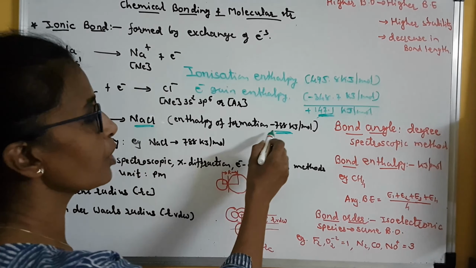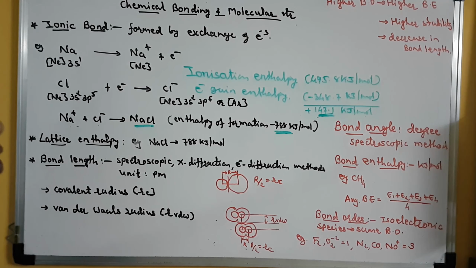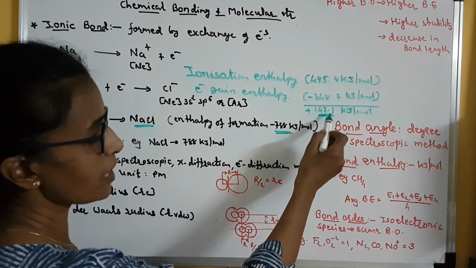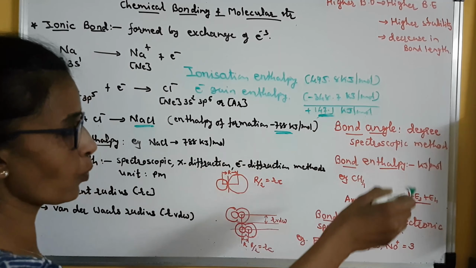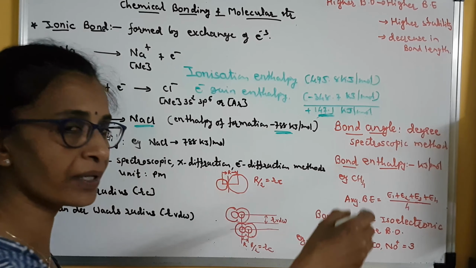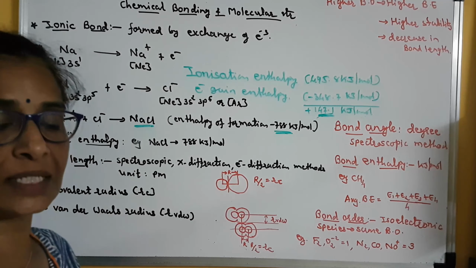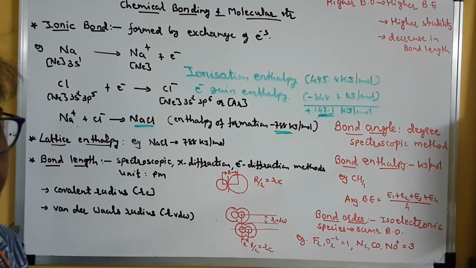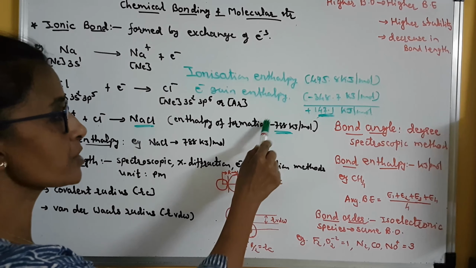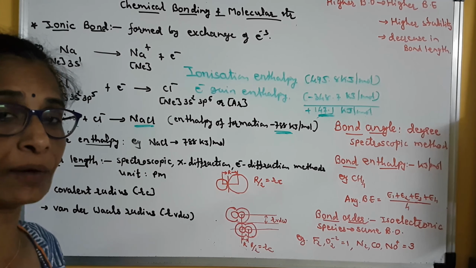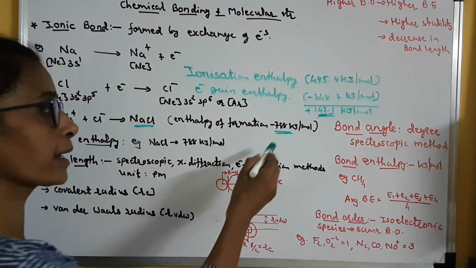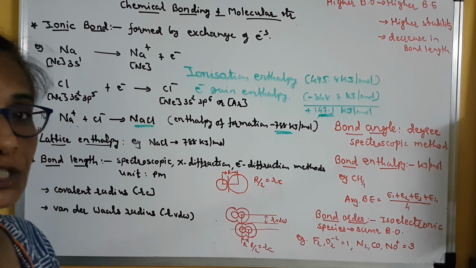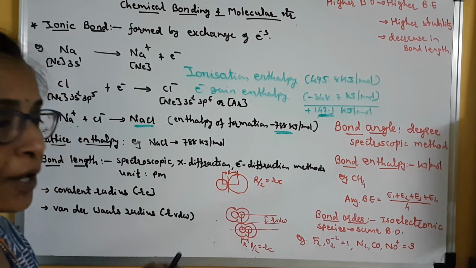Because its enthalpy of formation is negative. So compared to 147 plus 147.1, this minus 788 is a very large amount. Clear? So this is a negative enthalpy. Negative sign indicates, see, energy can never be negative. Here the negative sign indicates that energy is released when the bond is formed.